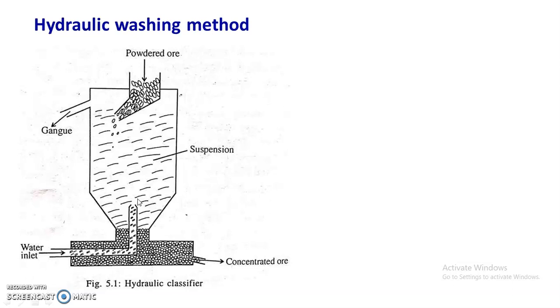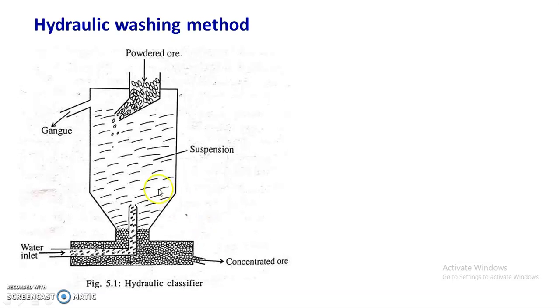Then crushed ore is mixed with the inward stream of running water. So as soon as this ore is mixed with this inward stream of running water, the lighter gangue particles come up and come out through this outlet, whereas heavier ore particles settle down at the bottom of the tank and are taken away from this outlet. The heavier metal particles settle down and can be separated easily.